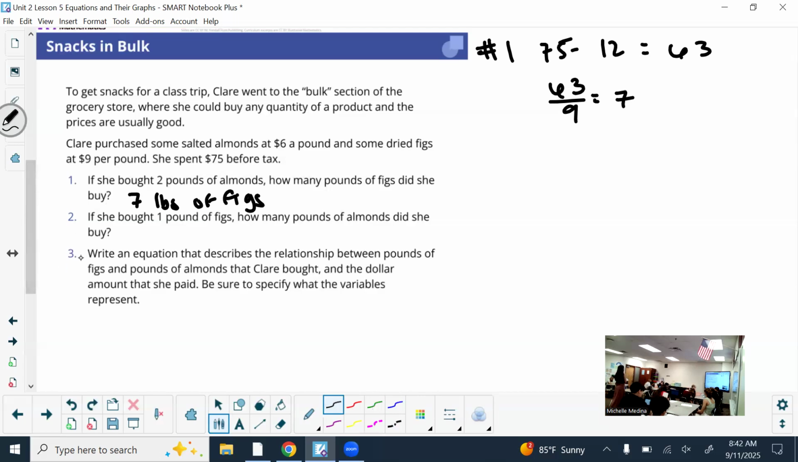So did someone get the equation for number 3, Peyton? It's, a little louder. All right, and what is A representing?